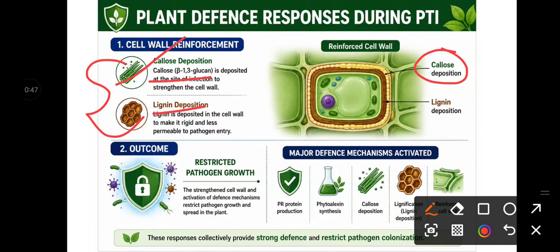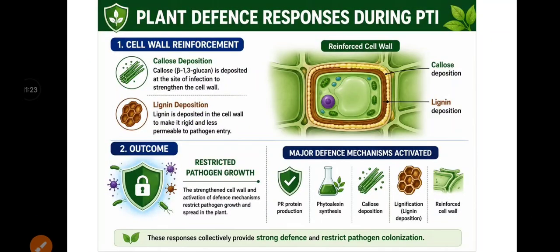Then इससे क्या होगा? Ultimately pathogen growth will be restricted. See, the PTI is just like a security gate, just like a border. At the border level, whatever normal security, first line of defense the plant is imposing on the pathogen attack. Okay, so major things you have to remember: what are the defenses activated? Generally the cell wall reinforcement, that includes the Callose deposition and lignin deposition.